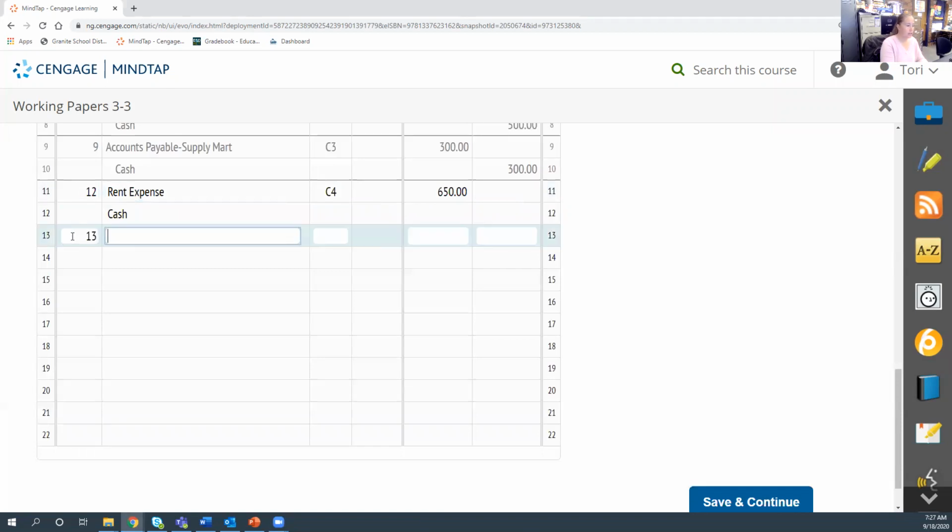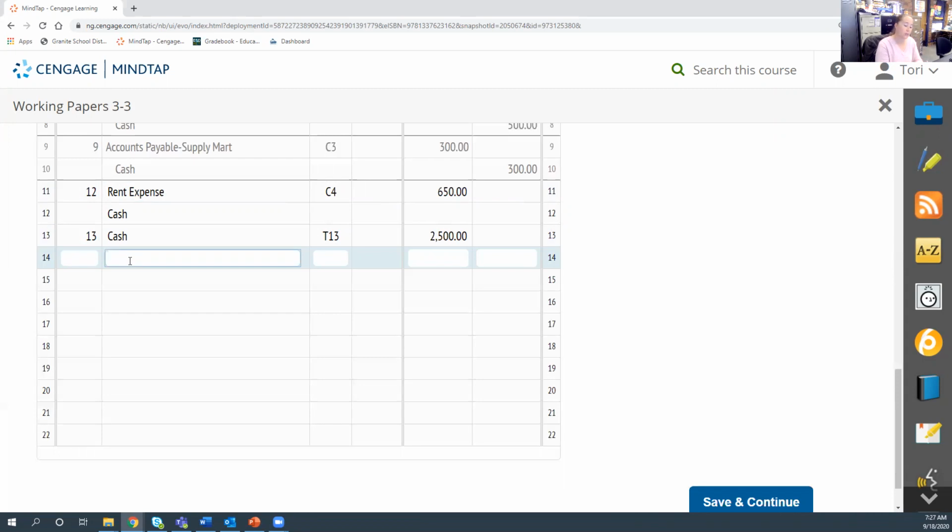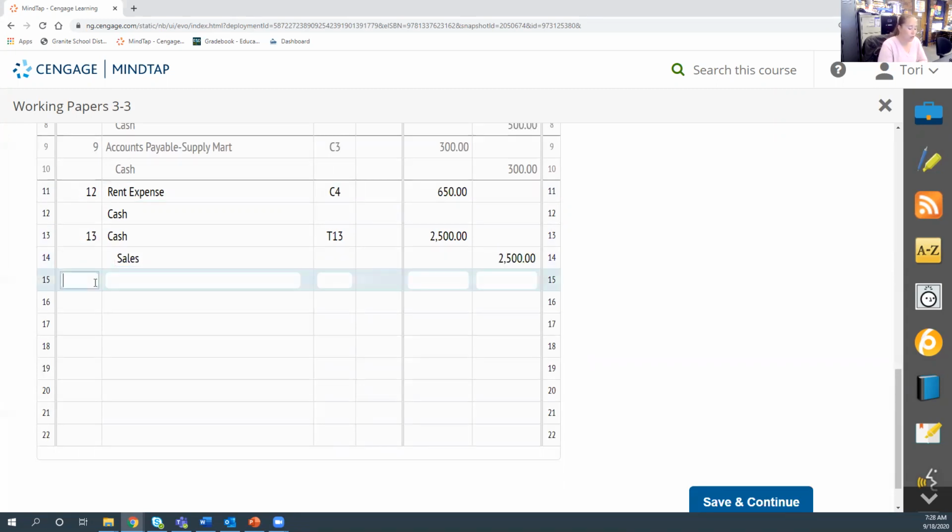Okay, 13th, I received cash. So right there, if I received cash, I know it's going to go on that first line. So cash, I received it from a T13 for $2,500. And why did I receive cash? I either sold services or I received it from sales. Sales and services are the same, so don't let those confuse you. So for $2,500.